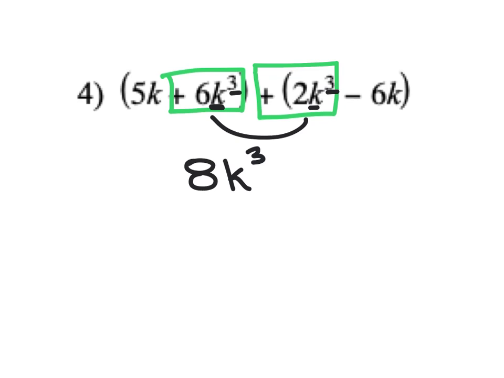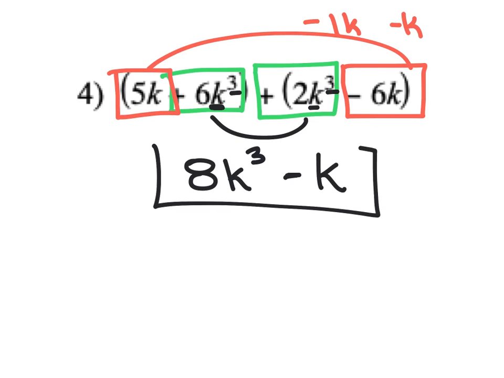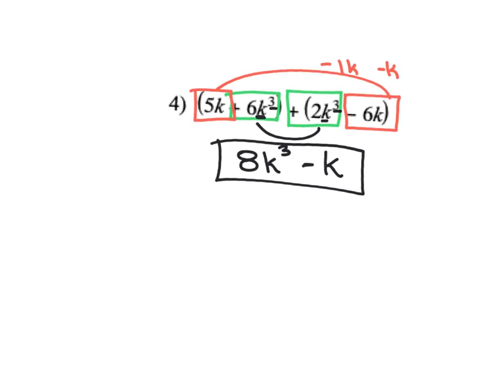Now my last two like terms I can add together are 5k to the first, or just 5k, and negative 6k. And I know that 5 plus negative 6 is negative 1k, or just negative k. So I'm going to write this as 8k to the third power, and then that negative k. And that would be my final answer. So again, I got this by adding my like terms together and making this expression more simple.